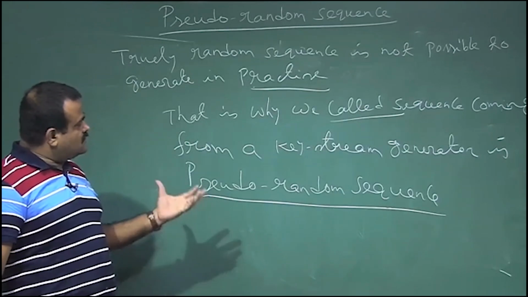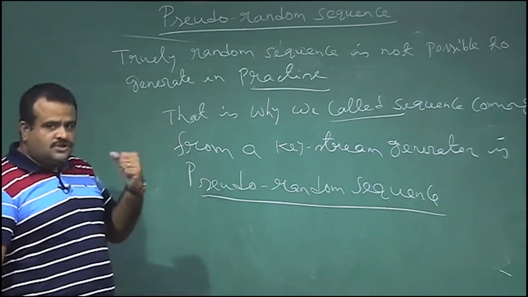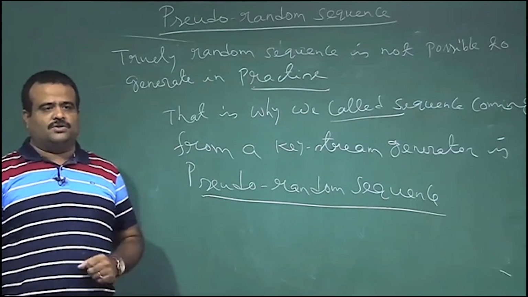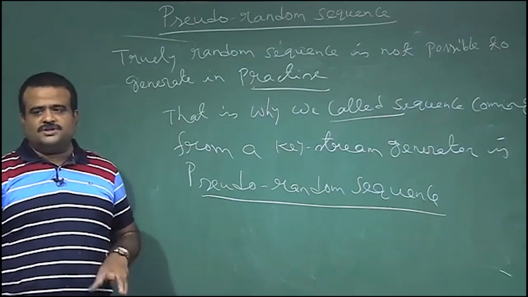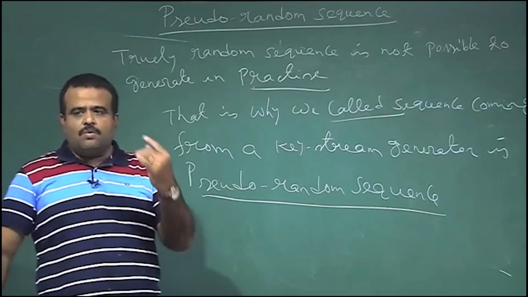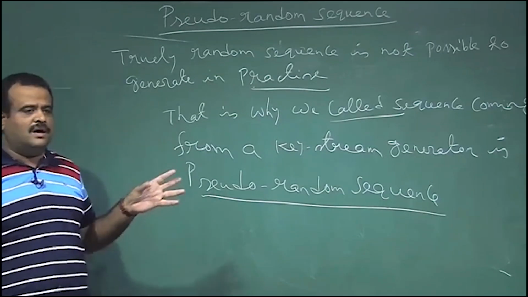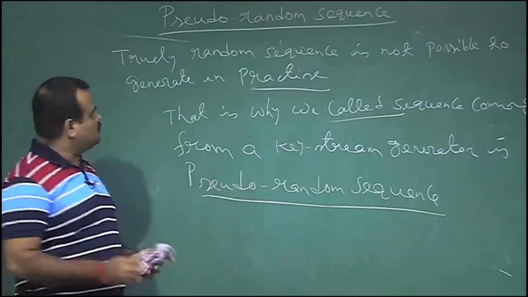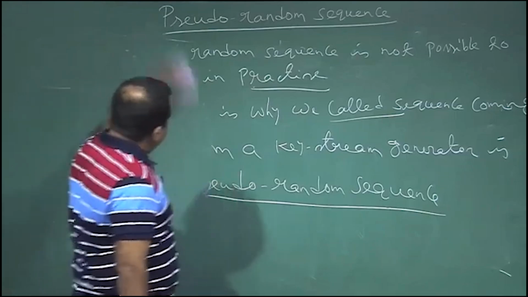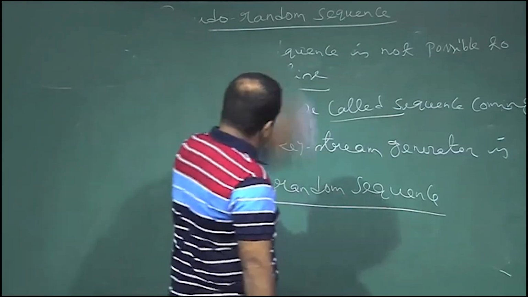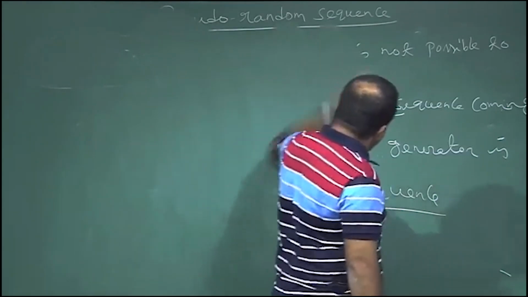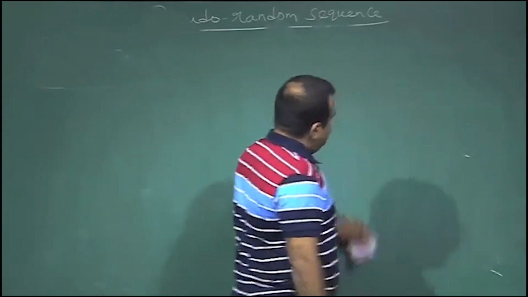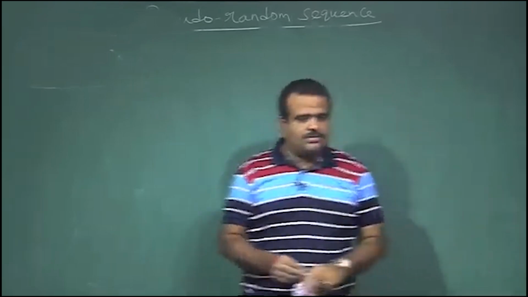Now, a stream cipher will be a good stream cipher if this sequence is close to a truly random sequence. So, the security of the stream cipher will depend on how good the randomness is in this sequence.